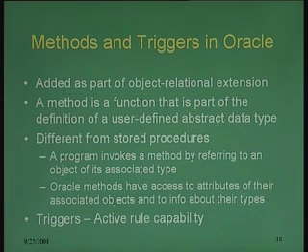So a method is actually a function that is part of the definition of a user defined data type, and it's slightly different from a stored procedure in the sense that a user program invokes a method by referring to an object of its associated type, but stored procedures are actually called from SQL statements independent of any particular object as such. It is only the database whose context is necessary for stored procedures, and Oracle methods have access to attributes of their associated objects and information about their types.